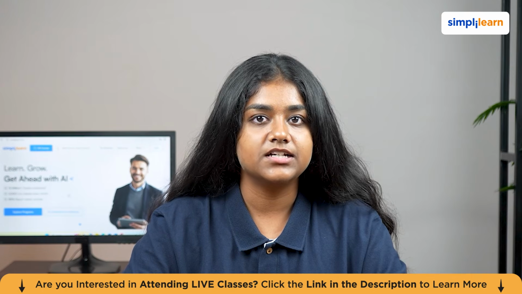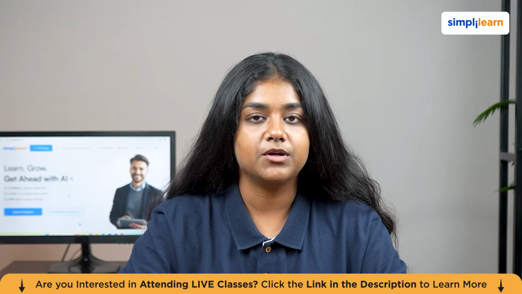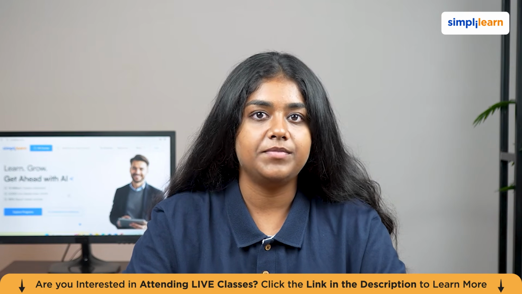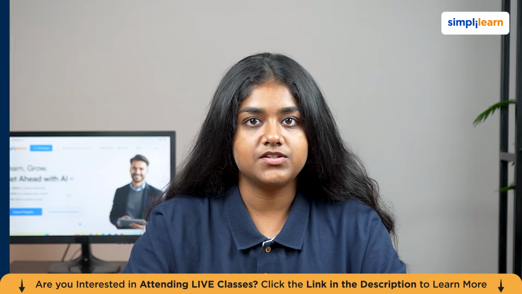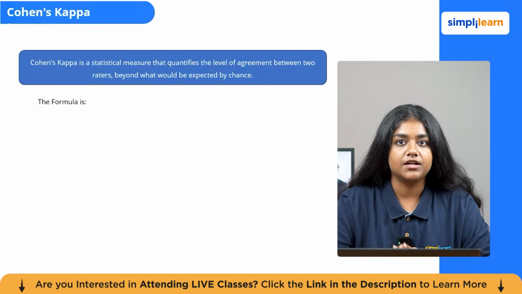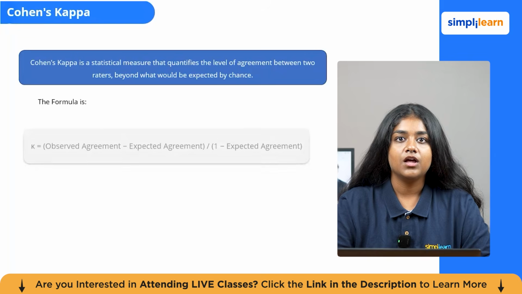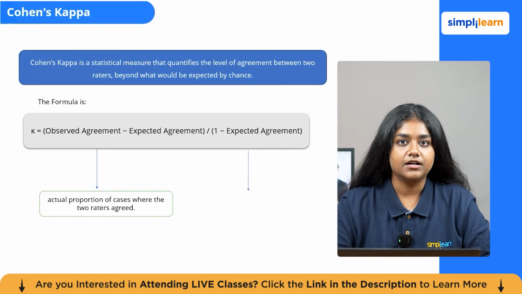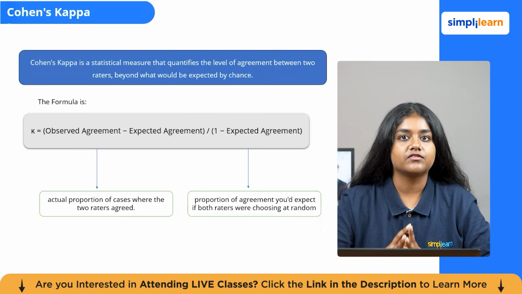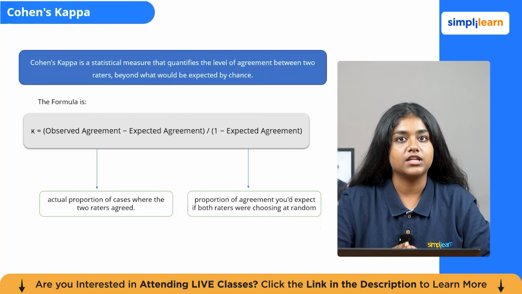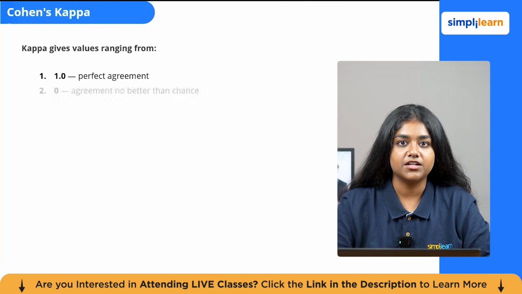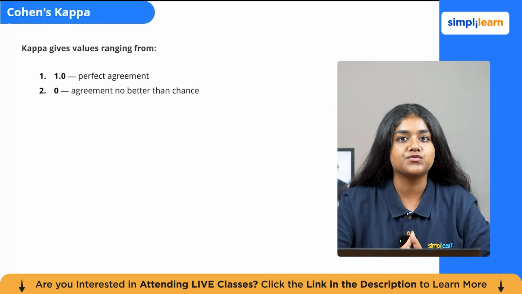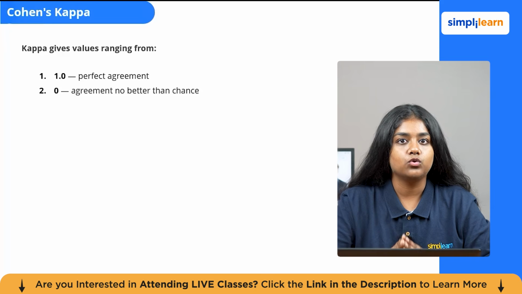Cohen's Kappa is a statistical measurement that quantifies the level of agreement between two raters beyond what would be expected by chance. So the formula is here: observed agreement minus expected agreement, divided by 1 minus expected agreement, where observed agreement is the actual proportion of cases where the two raters agreed, and expected agreement is the proportion of agreement you'd expect if both raters were choosing at random based on their marginal rates. So by subtracting out the expected chance agreement and standardizing, Kappa gives you a measurement that ranges from 1, that is perfect agreement, to 0, agreement no better than chance, and negative values, that is agreement worse than chance.